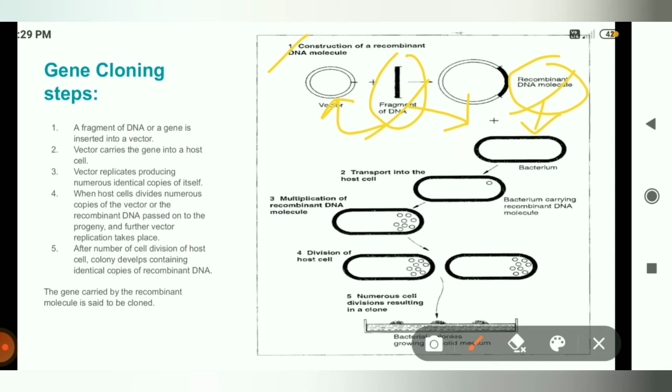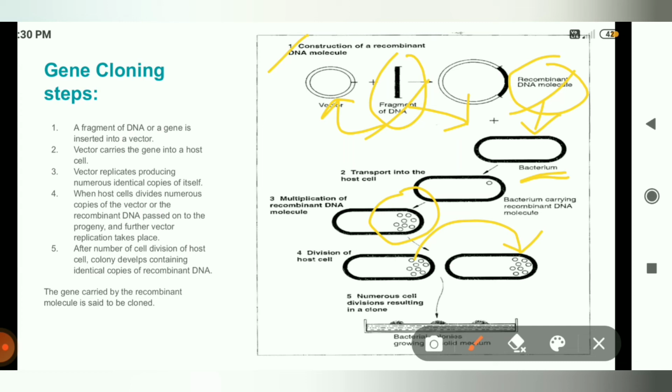Host organism can be any living thing. So in this case, we are going to take bacteria. After inserting this recombinant DNA molecule into bacteria, which is the host cell, the recombinant DNA molecule starts replicating into numerous copies, which is nothing but the clones. And after the multiplication of this recombinant DNA molecule in the bacteria, the host cell gets divided. After the division of the host cells, the recombinant DNA molecules get passed into the progeny also.